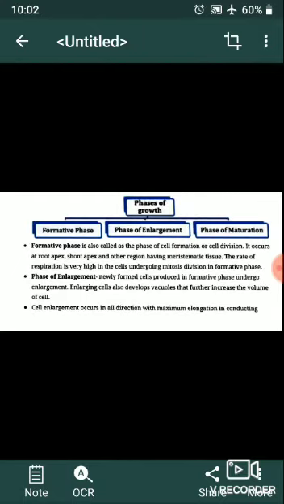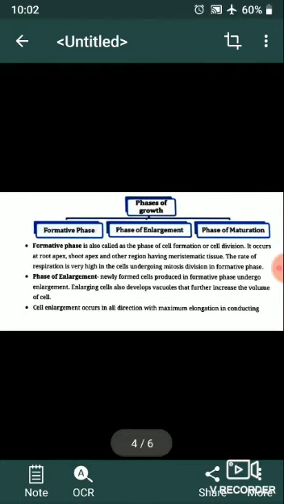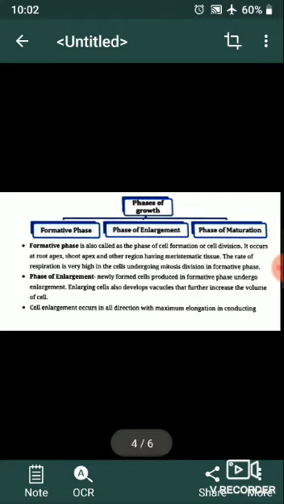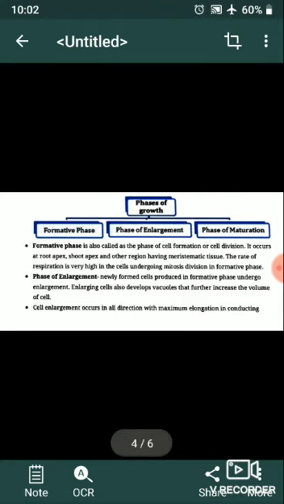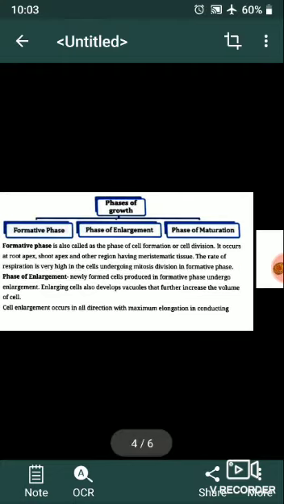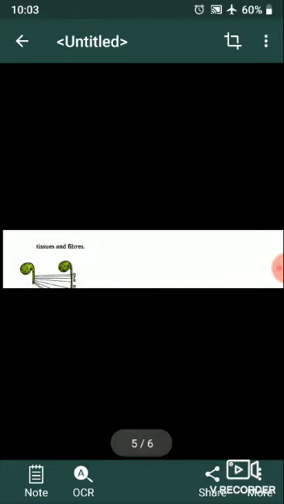Phase of enlargement: the cells produced in the formative phase undergo enlargement. Enlarging cells also develop vacuoles that further increase the volume of cells. Cell enlargement occurs in all directions with maximum elongation in conducting fibers and tissues. Showing this in the figure.